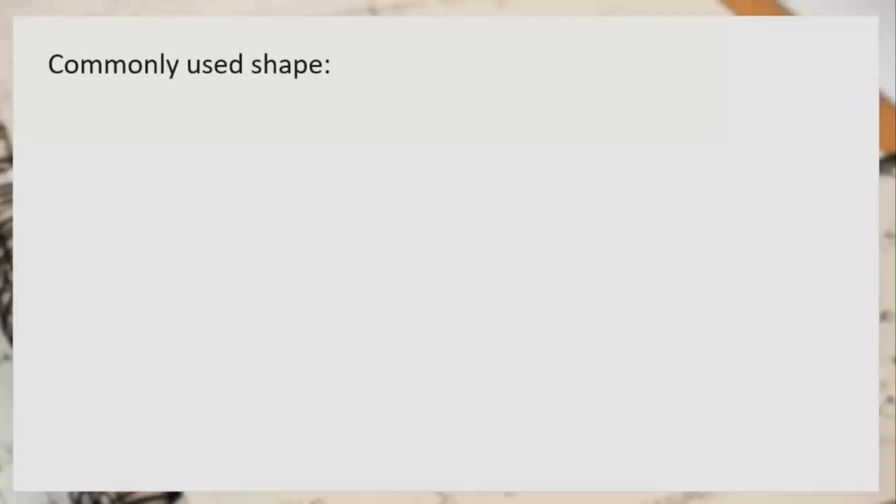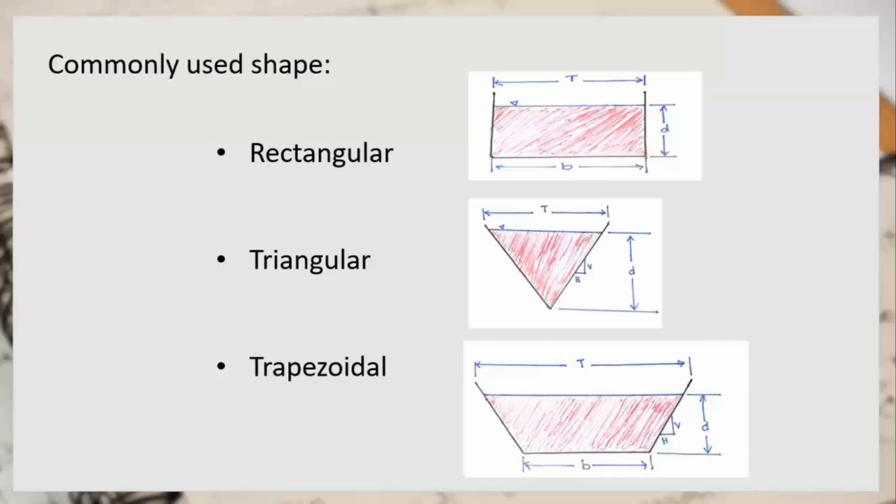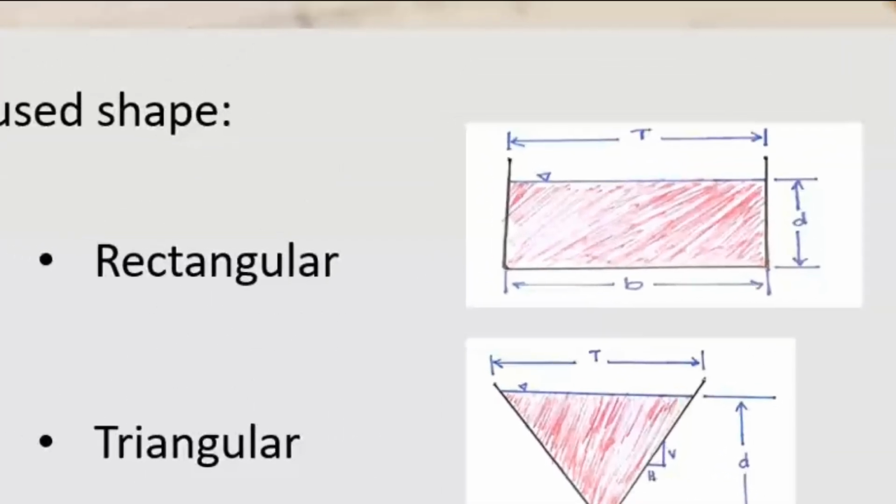The commonly used shapes for open channels are rectangle, triangle, and trapezoid. It is because they offer various benefits related to construction, stability, and flow efficiency. For a rectangular channel, it is easier to construct with uniform cross-sections, straight sides, and flat bottoms. And it provides predictable flow characteristics, which is useful for engineered channels and urban drainage systems.